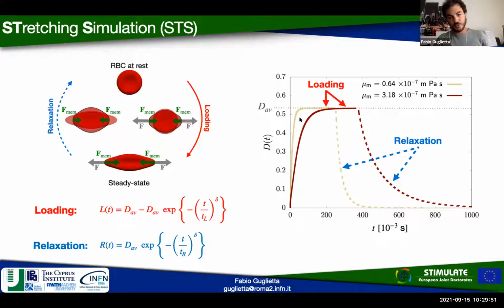And here in this plot, I am reporting the deformation as a function of time for two different values of membrane viscosity. In particular, the dark brown here is a higher value of membrane viscosity. Qualitatively, we can see that the effect of membrane viscosity is to make the dynamics slower, both loading and relaxation. But if we want to quantify both the loading and relaxation times, we have to fit this deformation with these two functions defined here, one for the loading and the other one for the relaxation, which depend on two parameters. The first one is the characteristic time, that is TL or TR, depending on loading or relaxation. And the other one is this delta exponent, which is used to account for multiple relaxation times or multiple loading times that emerge during the loading and the relaxation.